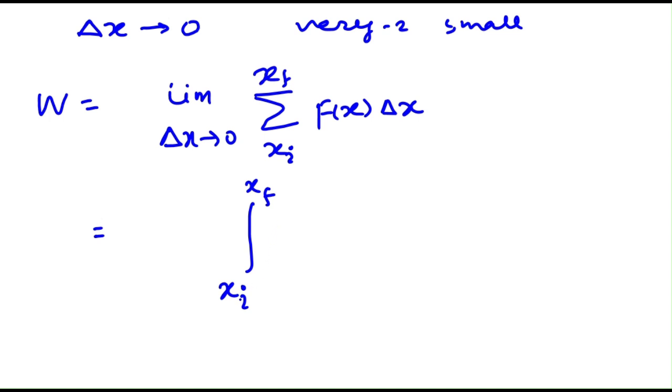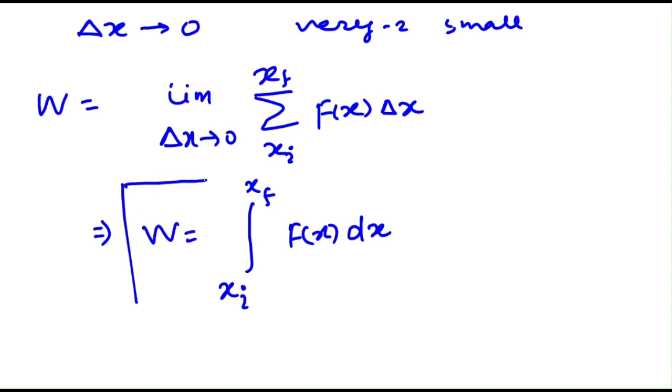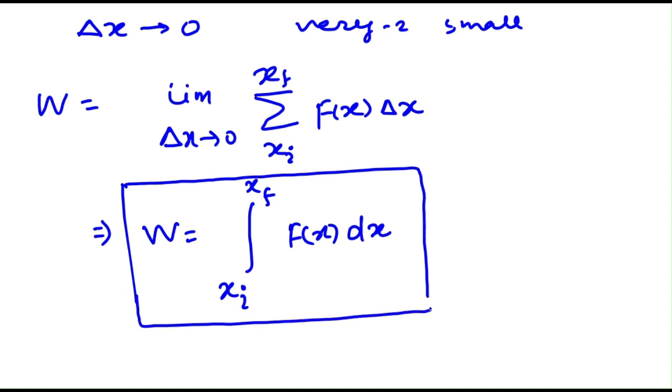So it is running from xi to xf, and then we have here F(x), and with this notation we write dx, this elemental length. So we have work done equals the integration of F(x) dx. F(x) means force, which is a function of x, and dx is the elemental length. So F(x) dx integrating from initial x to final x. So we can say this is a kind of continuous summation.